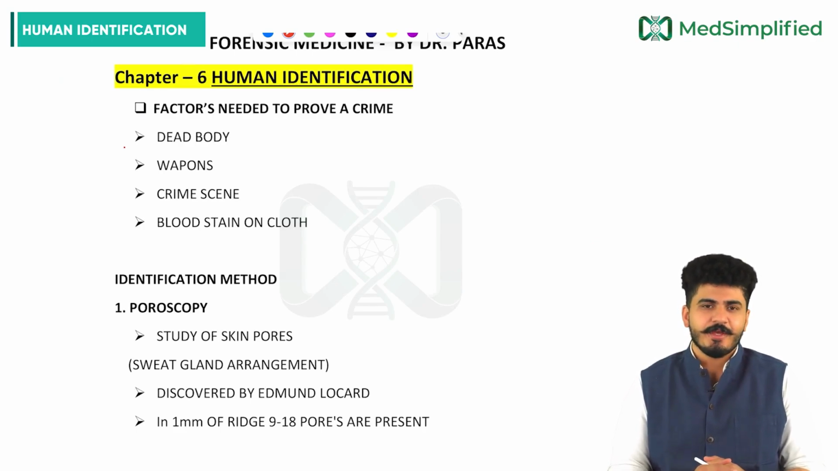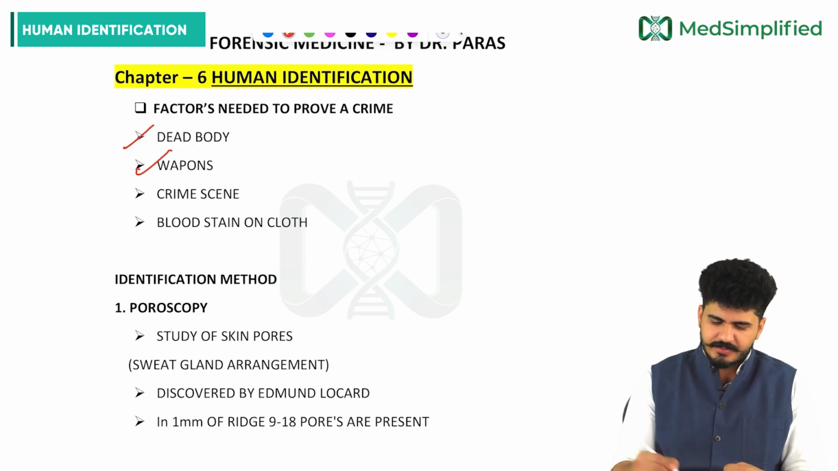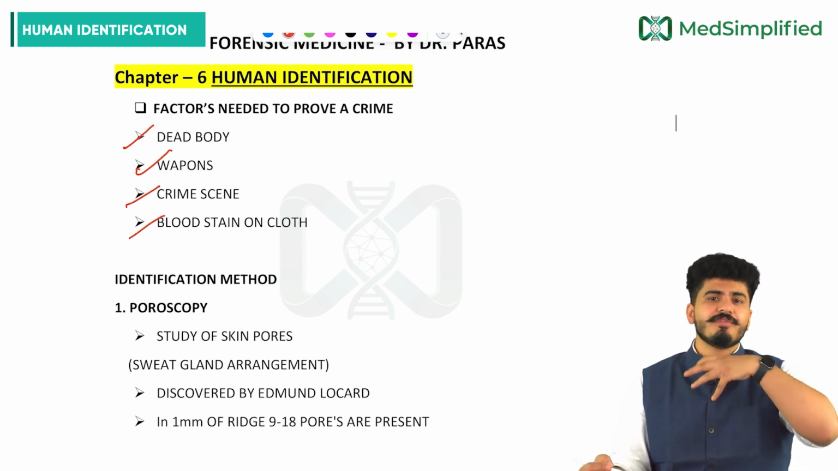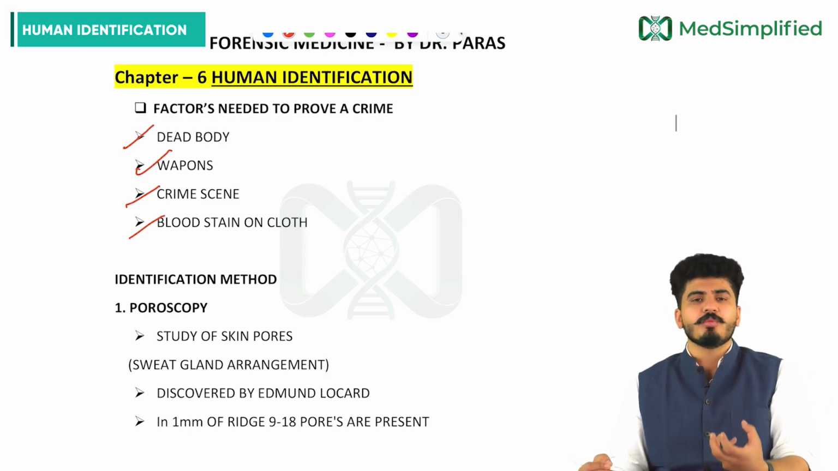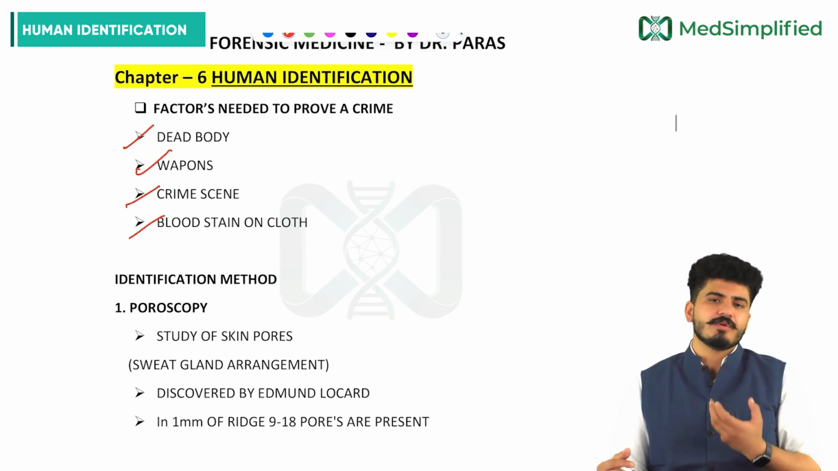We are now going to talk about chapter number 6, which is all about human identification. The factors needed to prove a crime would be the dead body, the weapon which is used to kill the person, the crime scene, and the stain or the cloth. These are the different factors needed to prove the crime, and for that we also need to identify the human.